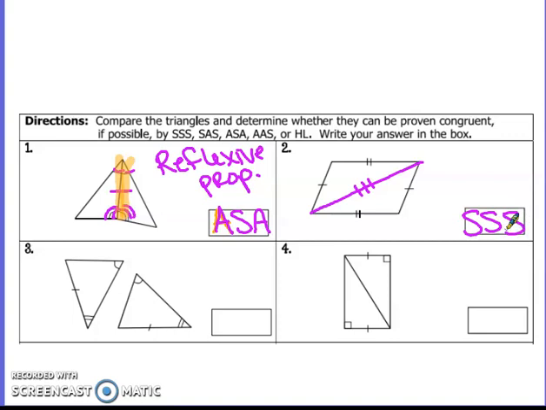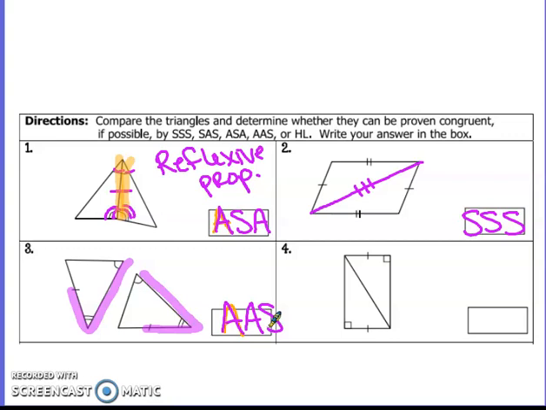Number 3, if we look, I can start here and go angle, I hit another angle, and then I hit my side. Angle, hit an angle, and then my side. So, it is angle, angle, side.